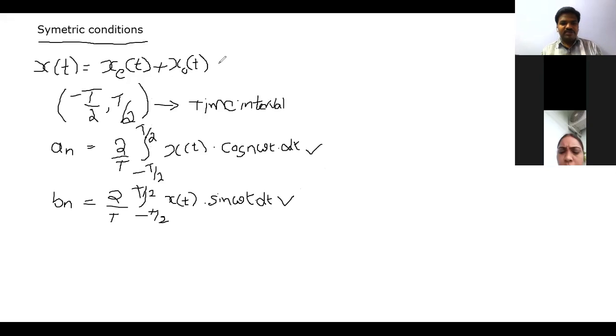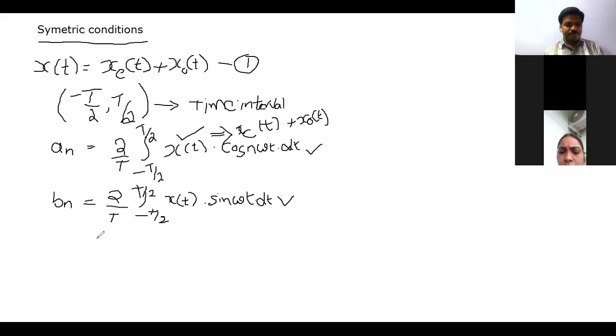Now if you consider this as equation number 1, substitute. Now see here, to find out an we must have the information regarding x of t. Now what is x of t? So from equation 1 you need to substitute x of t is equal to xe of t plus x naught of t. You must substitute this in this case. So what will you get after substituting x of t?